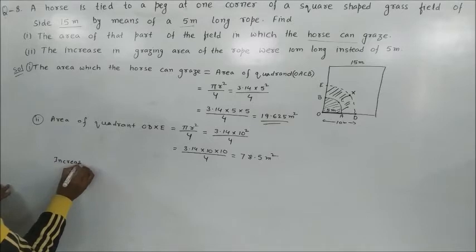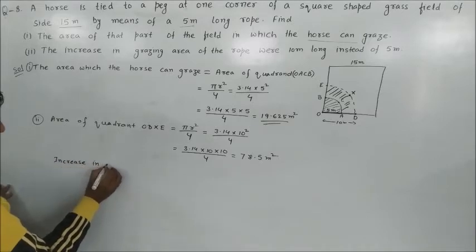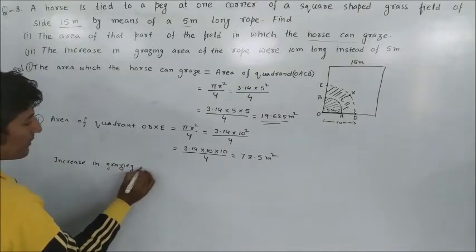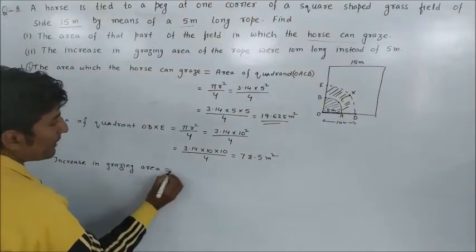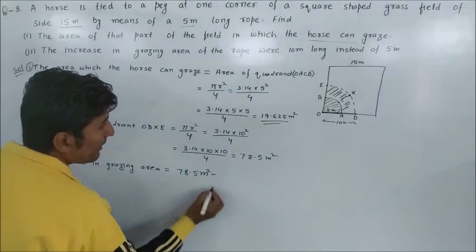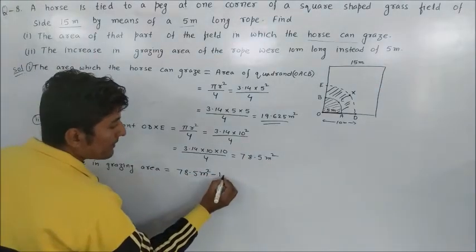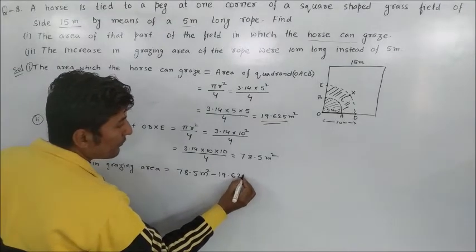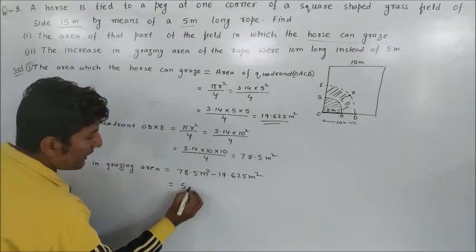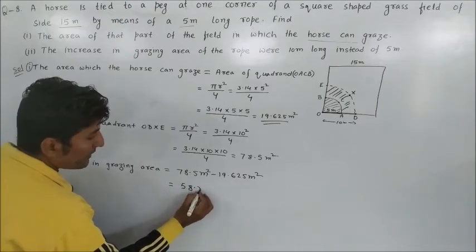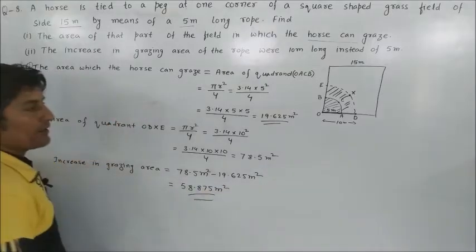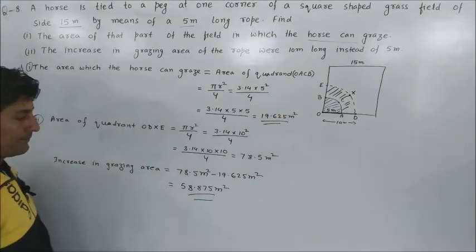Finally, we can write here increase in grazing area will be equals to 78.5 meter square minus this area, means 19.625 meter square. After subtracting these two, we will have 58.875 meter square. So this is the final solution of this question.